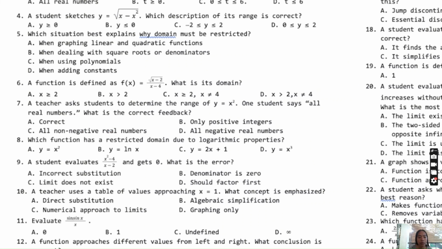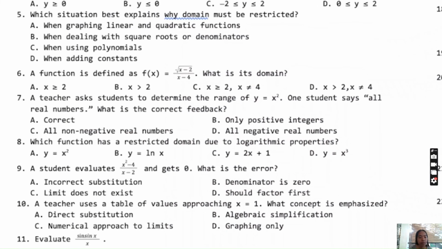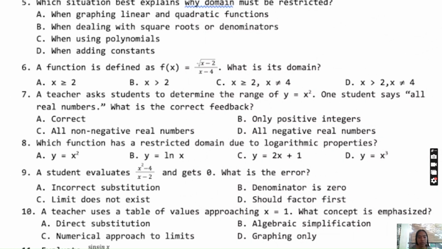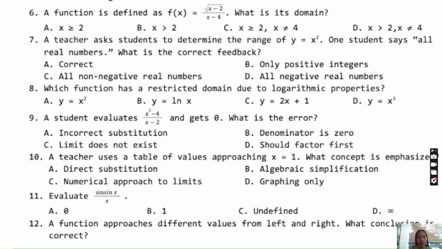So we have now number 6. A function is defined as f of x is equal to the square root of x minus 2 over x minus 4. What is the domain? So the answer is letter C.